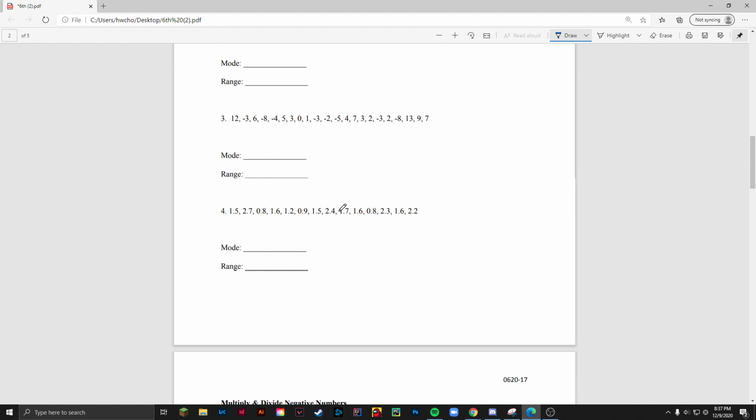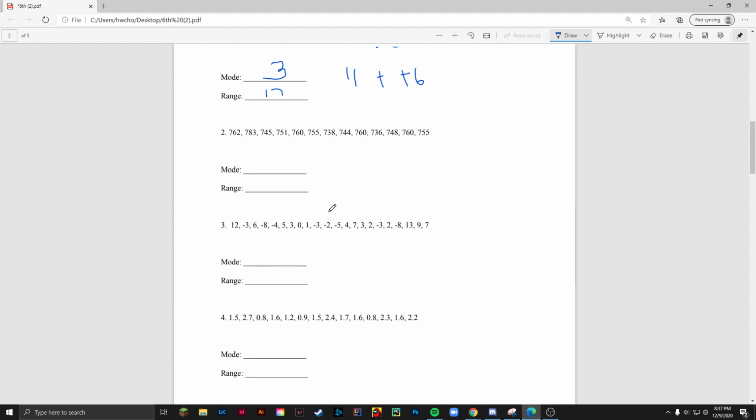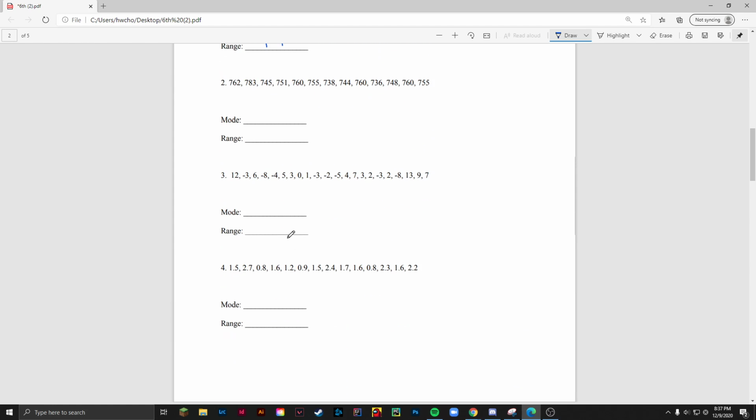Let's go to... I feel like that's good enough explanation for the next two. Let's go over this one, actually. The mode, what appears the most? This one's super simple. Let's look over it.